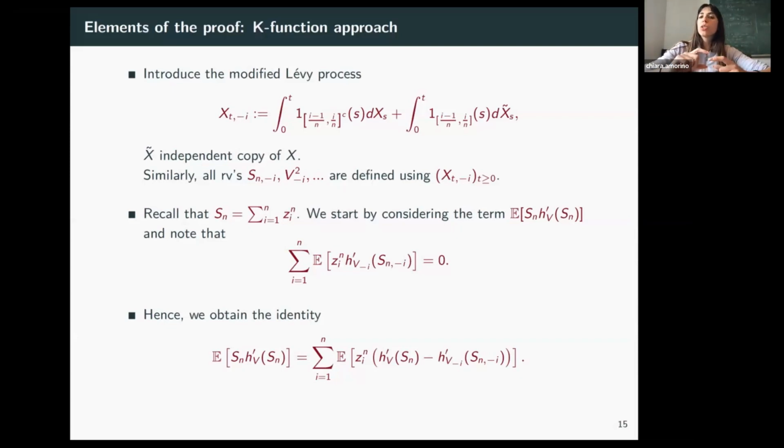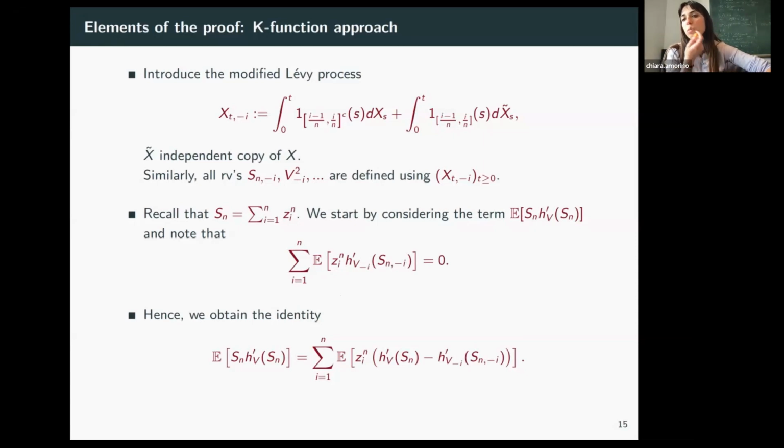Starting with the definition of this new process, one can define all the objects that we had defined before that were dependent on X, and now they will be dependent on X minus i, on this new process. So we get a new S, a new variance, and so on. And the main point is going to be the fact that this expectation is now 0. Why? Because the Z we started with are centered, so the conditional expectations are 0. But the problem was that we weren't able to take the conditional expectation of Zi because we had something else depending again on the very same Zi.